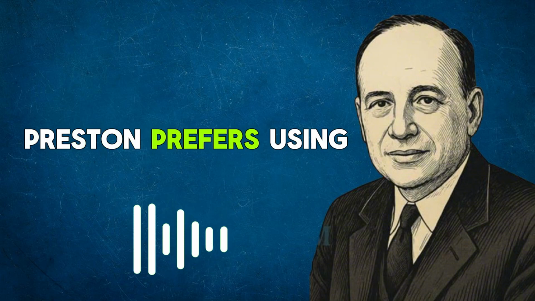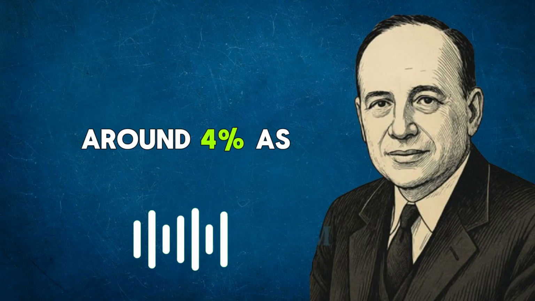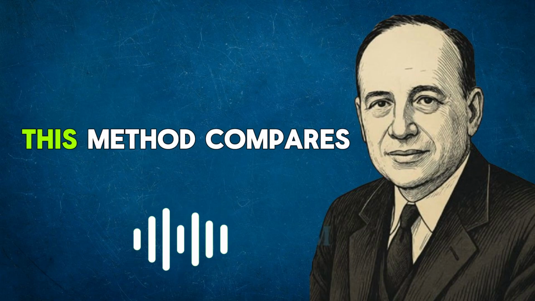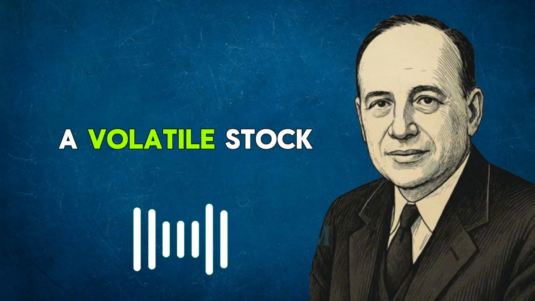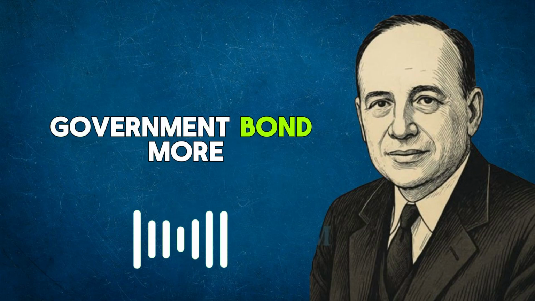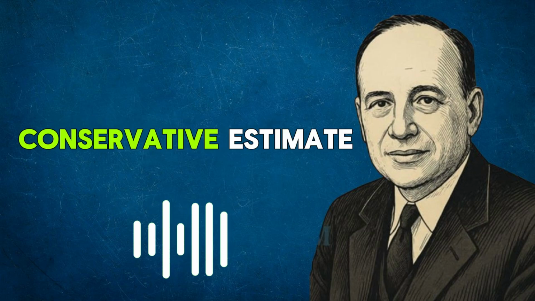Instead, Preston prefers using the current earnings yield of the S&P 500, around 4%, as the discount rate. This method compares equities to equities, rather than comparing a volatile stock to a stable government bond. More importantly, it creates a more realistic and conservative estimate.